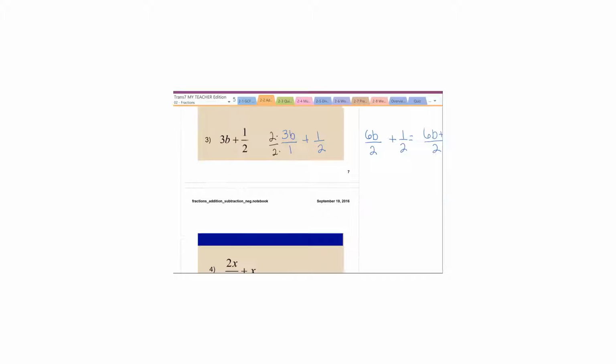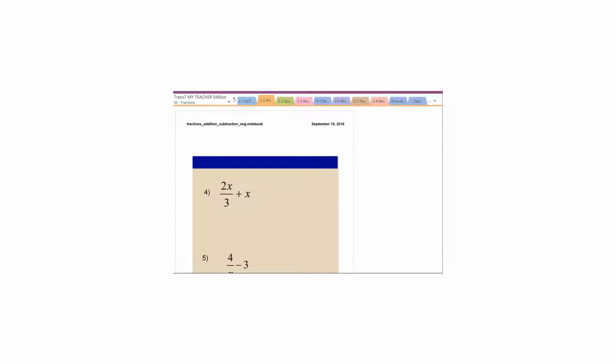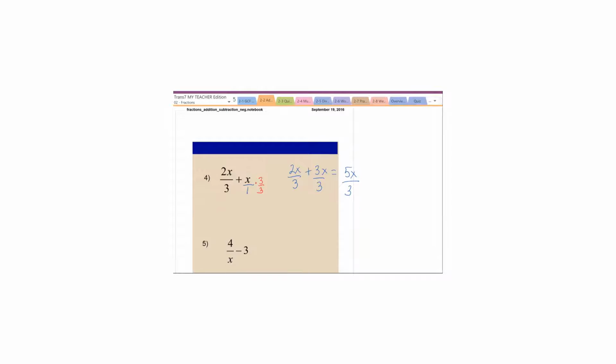denominator of 2. In the next example, I have a denominator of 3 and then a denominator with an understood 1. So I'm going to get a common denominator of 3. I'm going to do this by multiplying x by 3 and 1 by 3. So that gives me 2x over 3 plus 3x over 3. 2x plus 3x is 5x, and our common denominator is 3. And we're going to leave it like this. It's okay that it's improper. You cannot have mixed numbers with variables, so you just leave it.